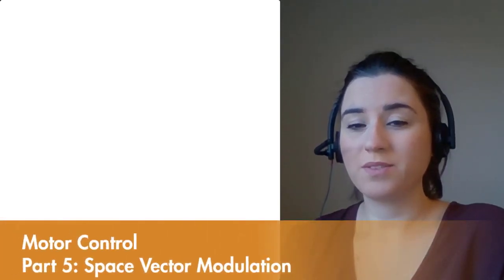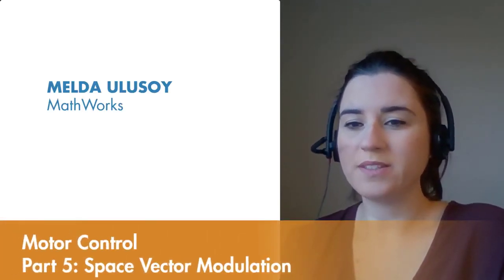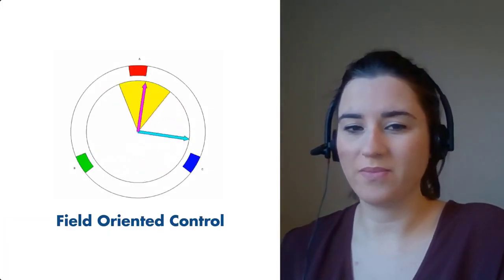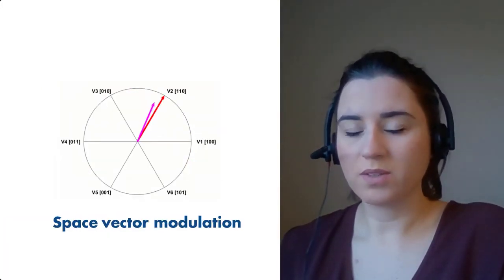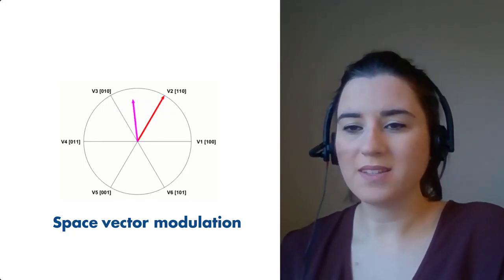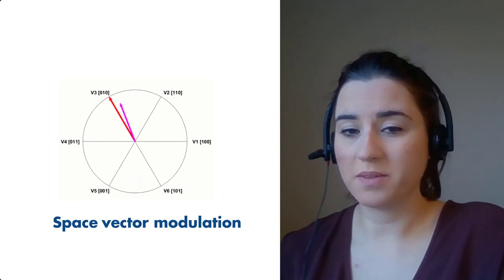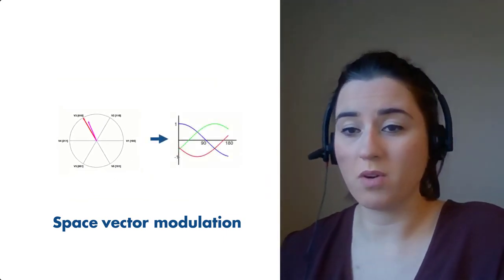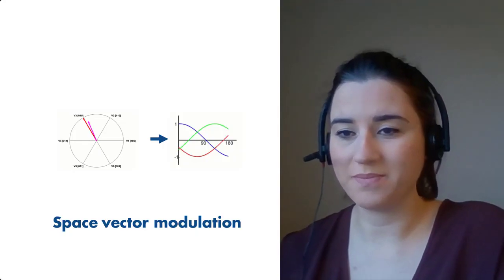Previously, we talked about field-oriented control and how it is used to control PMSM motors at varying speeds. In this video, we're going to focus on space vector modulation, which is the final step in an FOC algorithm, generating the required three-phase voltages to drive the motor at a desired speed.